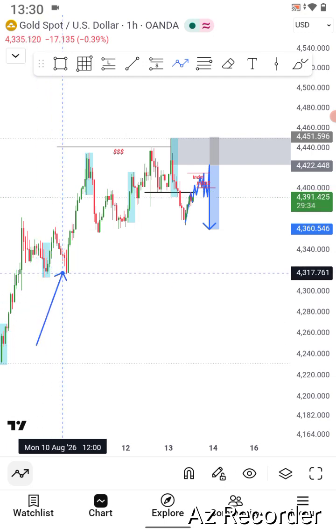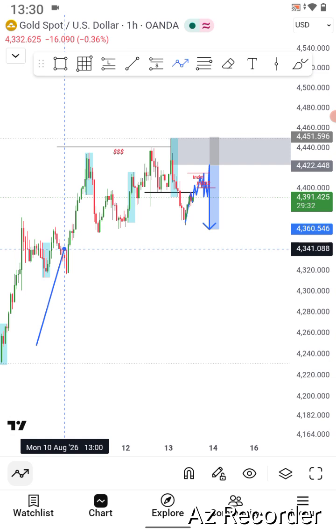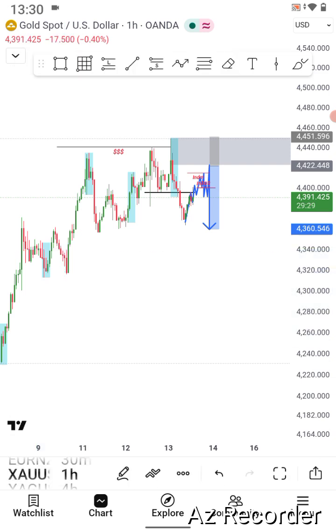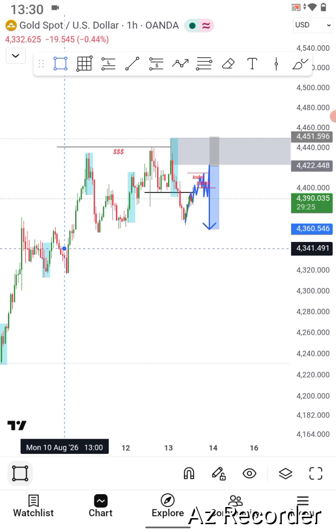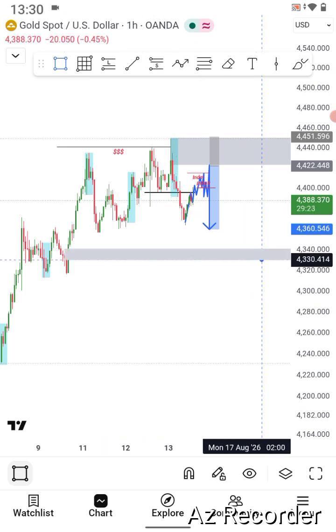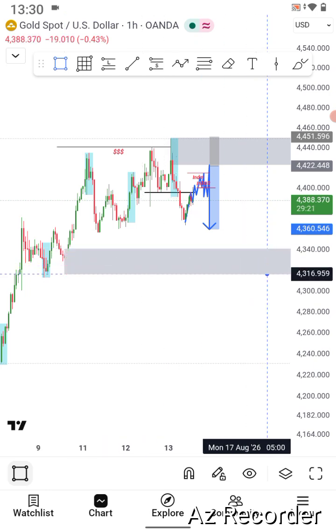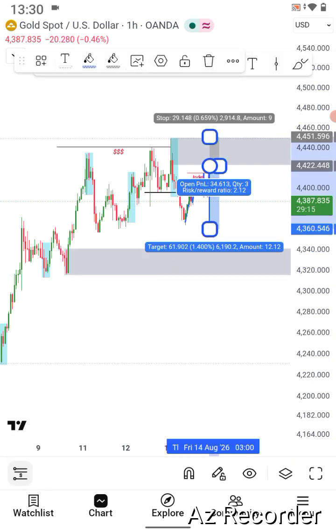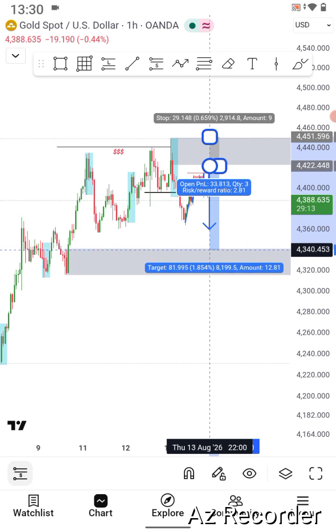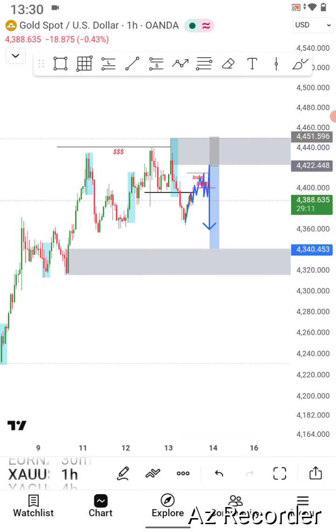So this other block, I'm going to target this as my exit, because the market will usually want to respect another block. So I'm going to target this as my exit. So the trade is a 1:2.8.